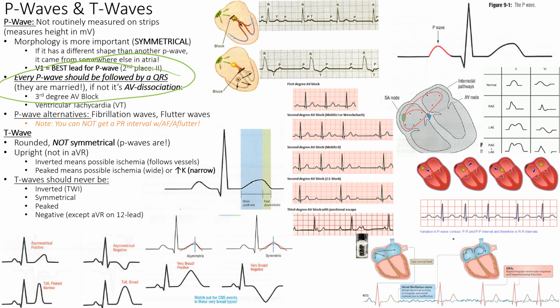T waves are asymmetric. If they are symmetrical, that's a problem, okay? T waves should never be inverted. That's a problem. You should never have inverted T waves. They should not be symmetrical, like I mentioned. They should not be peaked. If you have peaked T waves, that's usually an indication of what? Of high potassium, right? If they're peaked and wide, it's a sign of an MI, technically, okay? So they should not be negative T waves, right? There are a few exceptions, but that's the idea behind P waves and T waves.